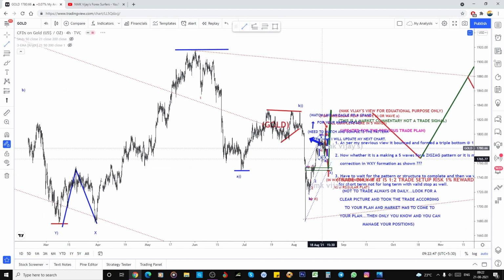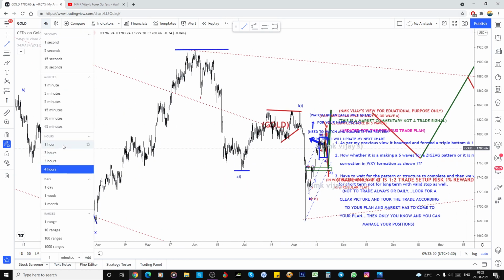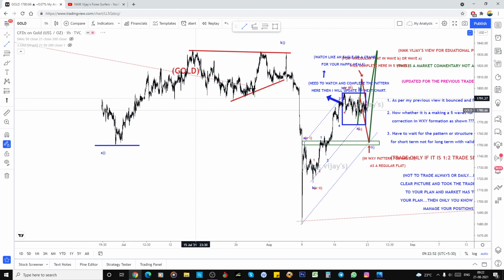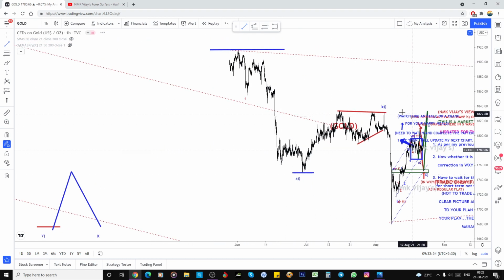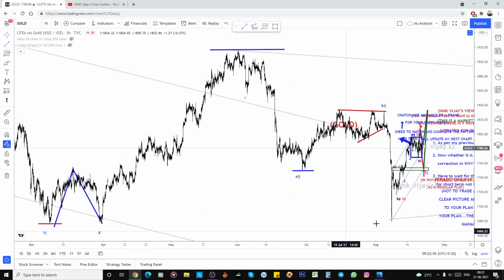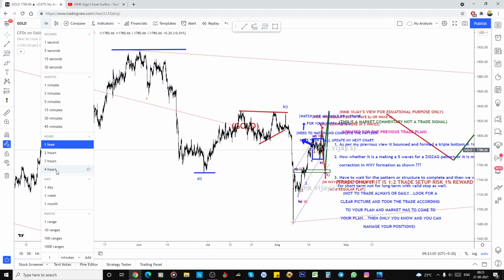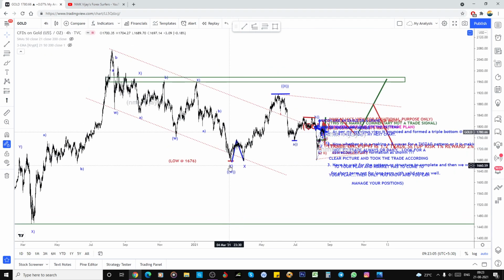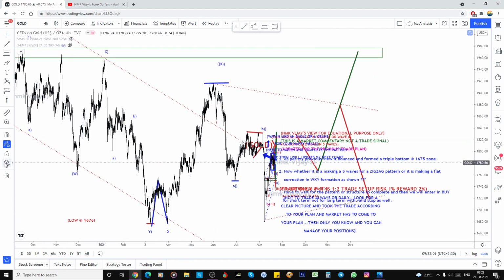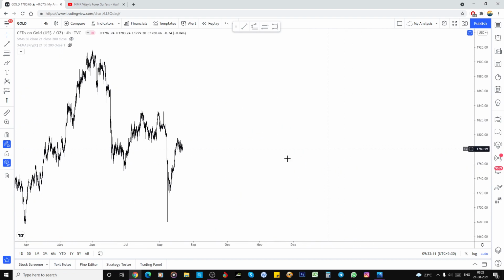So gold, I have explained, right? What I explained in the video, this could be a triangle, and one more low is also possible. It did, and it didn't break the previous low of 1675. So now it is getting a triple bottom, 1, 2, 3. So now what are the possibilities? Just think, what are the possibilities?